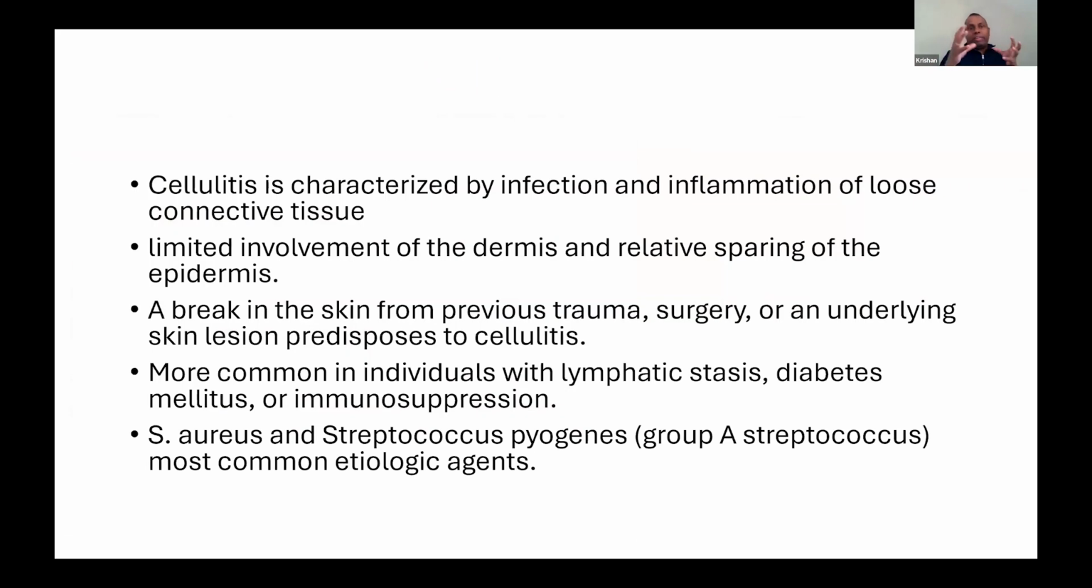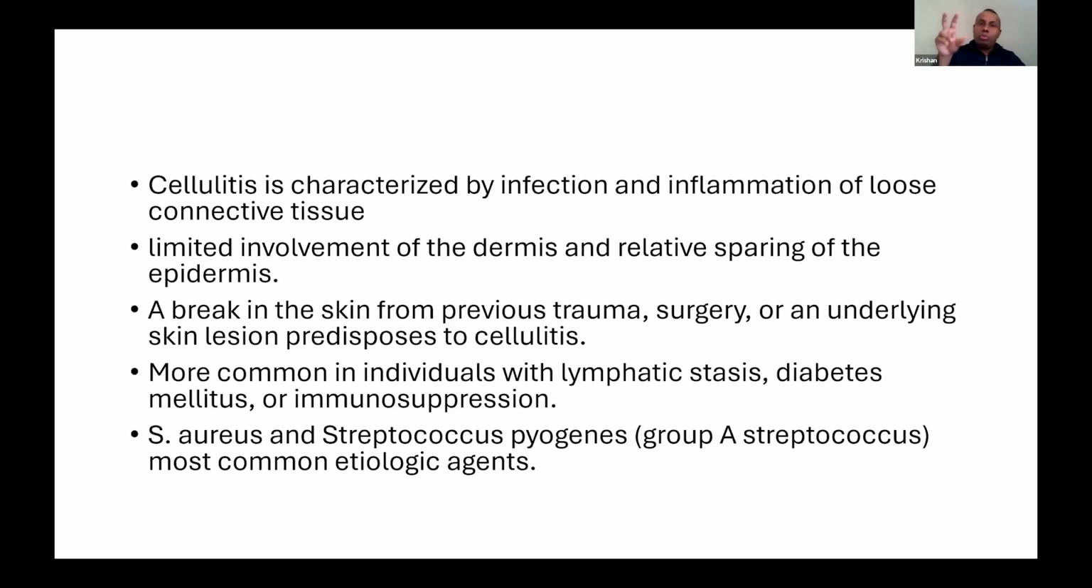Now, few things you know very well. Cellulitis is characterized by infection and inflammation of loose connective tissue. It would involve the dermis, right? And relative sparing of the epidermis. So it's more of an infection of the dermis, right? Then there will be a skin break due to trauma, surgery, right? That is when cellulitis would start, right? Most of the children with normal immunity, cellulitis would not go very long. That will settle. However, if the child is having lymphatic problems, diabetes, immunosuppression, right? In that case, it might not control the way that you wanted, right?